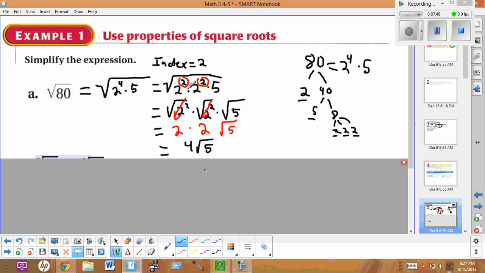And the key was rewriting our expression, our radicand, to powers that match the index, and that's what we did here. They match the index. It means we can take the root of them, as we did here, and we are simplified.